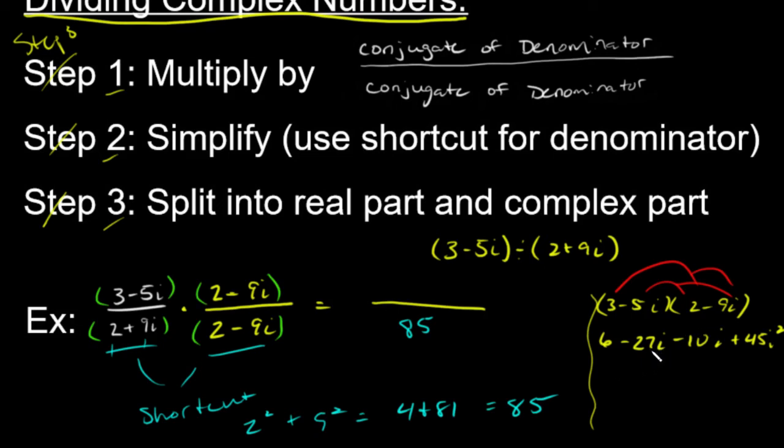Now, the negative 27i and the negative 10i make negative 37i. And the i squared will make this piece negative. It basically flips the sign because i squared really equals negative 1. And positive 45 times negative 1 is negative 45. So you have a negative 45 here. And then the 6 minus the 45 gives you negative 39 minus 37i. And so this is negative 39 minus 37i.